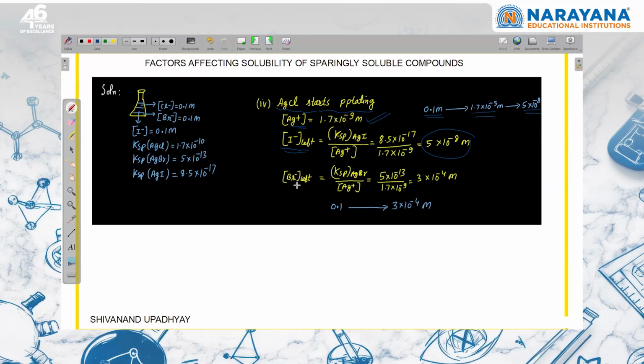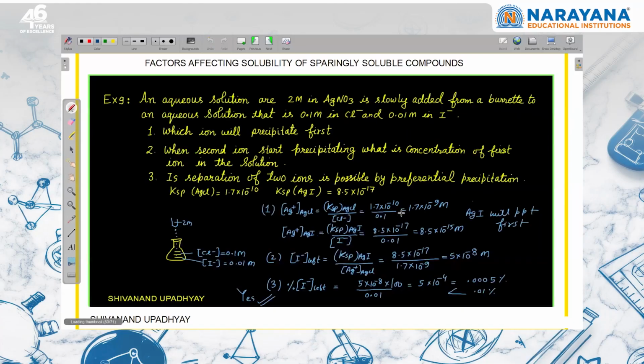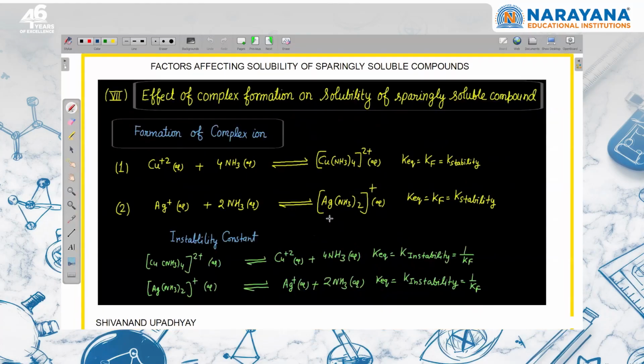Similarly, we can find out what the Br minus left is. So the concentration of Br minus into the concentration of Ag plus is equal to Ksp of AgBr. From there we get that initially it was 0.1 and now it is 4 into 10 to the power minus 4. In this way we will solve. I have given a few more examples. You can go through them.